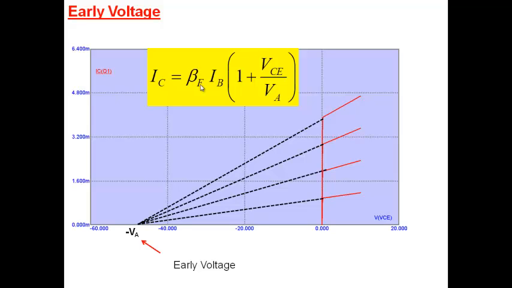So that's the significance of my early voltage here. Okay, so the collector current is changing with voltage here. The change is small. A value of it may be, in this case, I'm showing a value equal to 50 volt here.